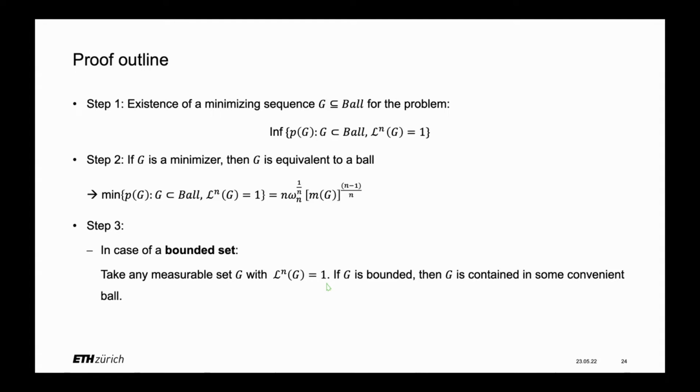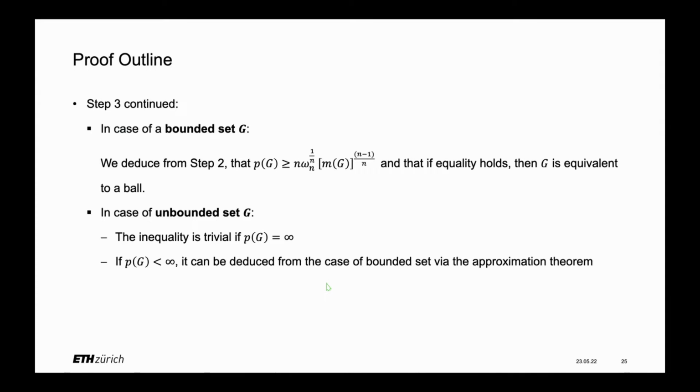And therefore, we can repeat our step 2. Since we know the minimizer is, we know that there must be a bigger or equal here. Since it's not the minimizer, then it's just something which should be contained in a ball. Okay? And now let's have a quick look in case. So we deduce from step 2 that P of G is bigger or equal to our measure here, and that if equality holds, then G is equivalent to a ball.